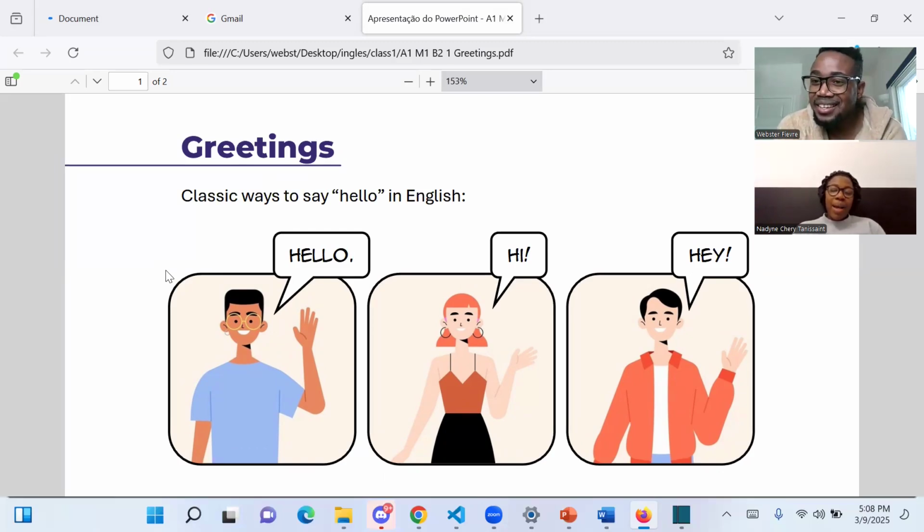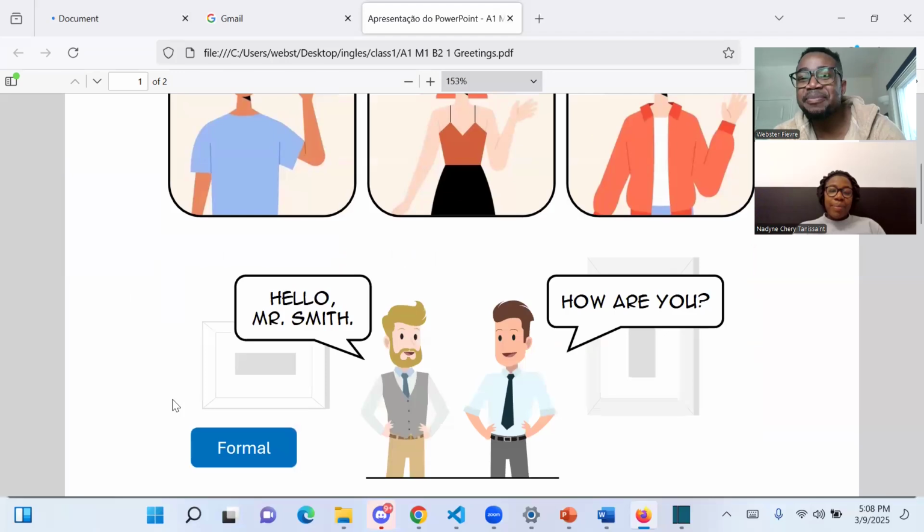Hi, hi. Hey, hey. Ça, c'est une façon dont tu es déjà habitué avec toute cette structure. Tu connais déjà toutes ces nuances, pas vrai?